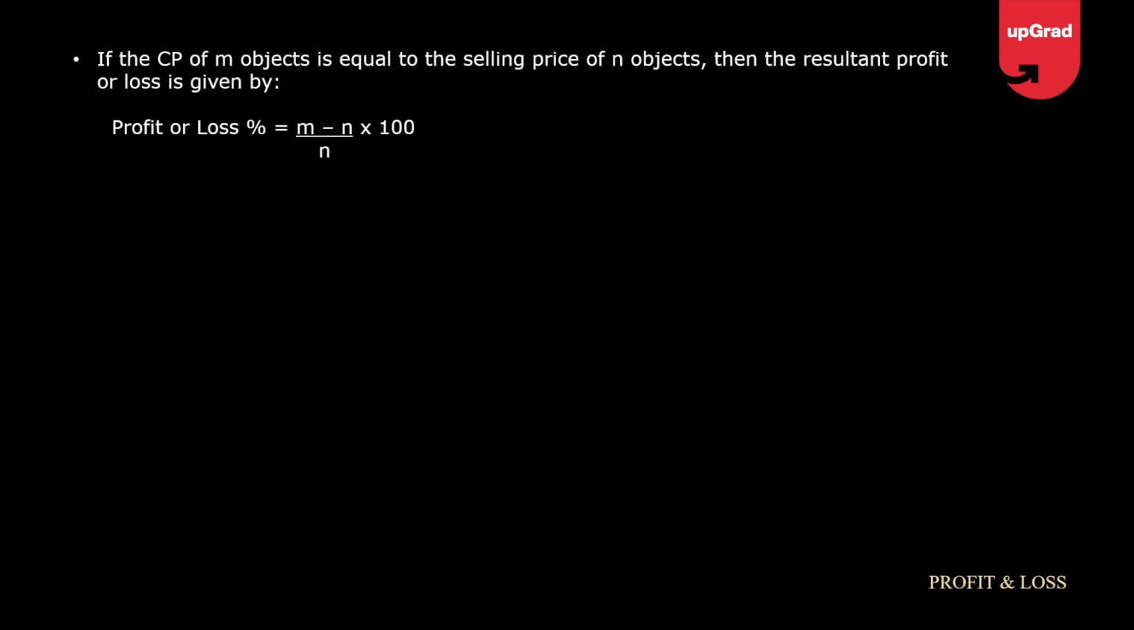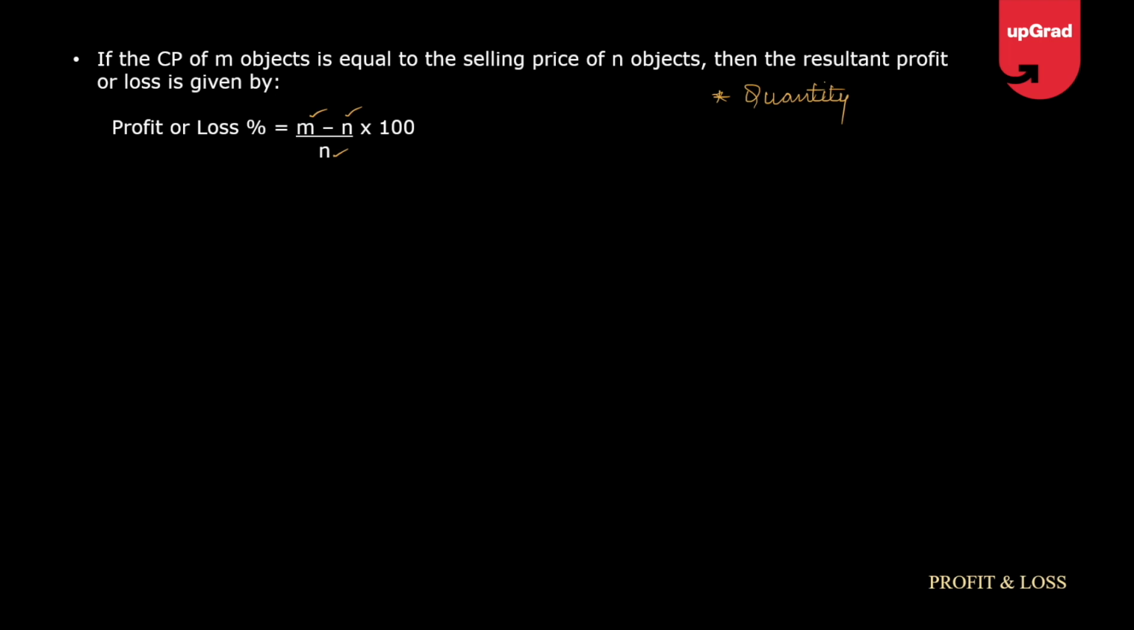Let's see. What are the important factors here? Number one, for the first time, profit or loss is calculated on the basis of quantity. So far we were calculating profit and loss on the basis of CP and SP. For the first time, profit and loss is getting calculated in terms of quantity, which is M and N here.